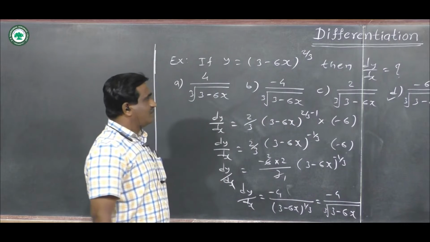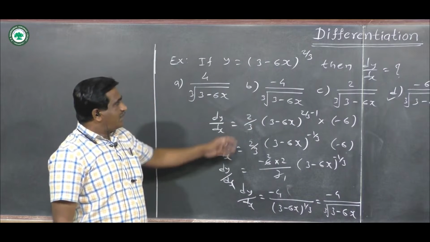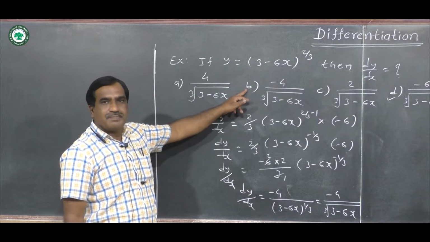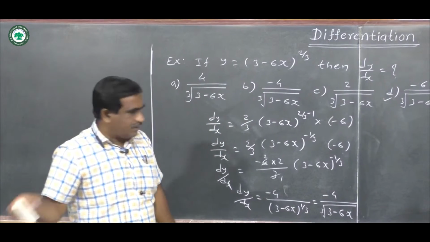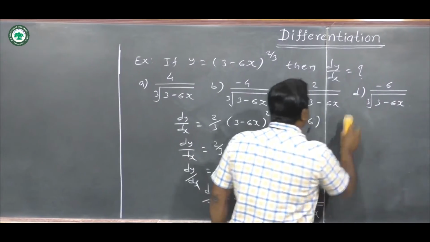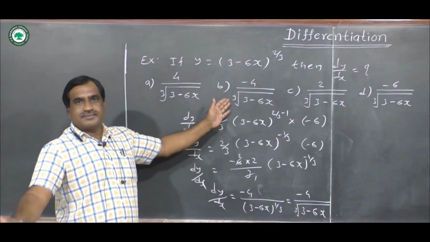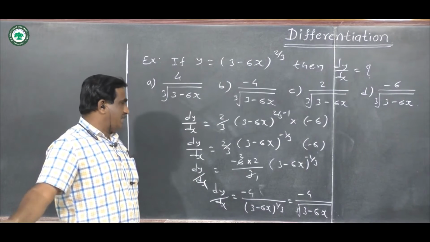This is the answer. That is, our answer is here option number B, minus 4 upon cube root of 3 minus 6x, not this option D. This is the correct answer. Okay, now we see second example here.